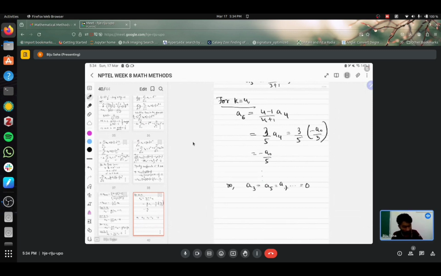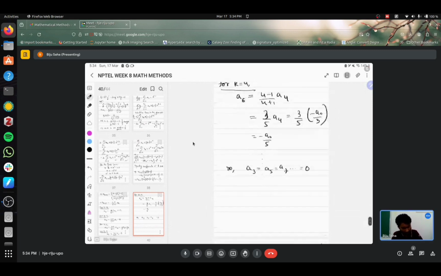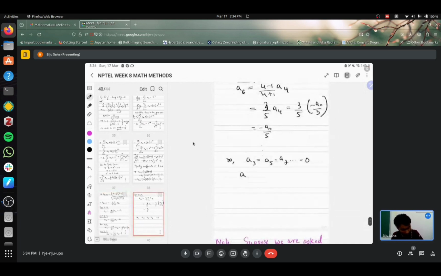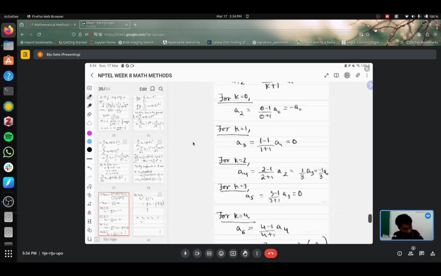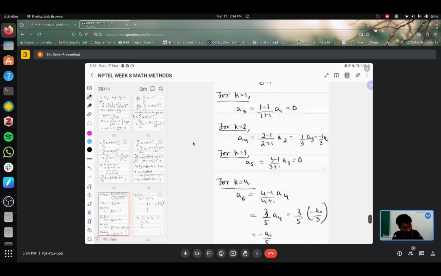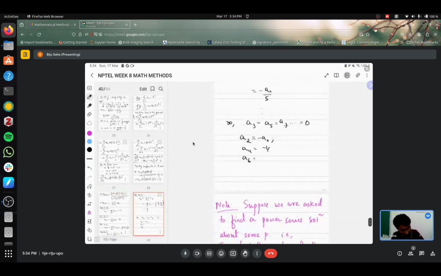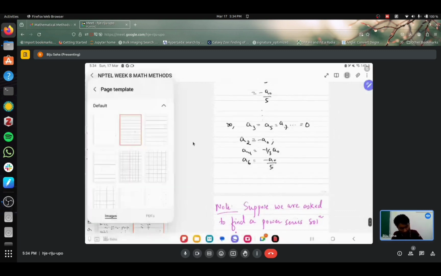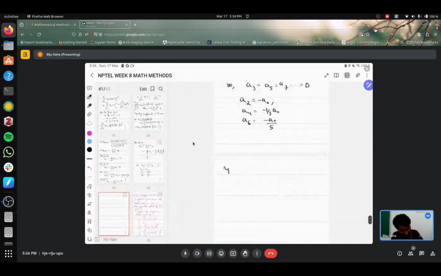all odd powers except a1, are equal to 0, and the value of a2 is obtained to be minus a0. Also we obtain the value of a4 and a6. So a4 is equal to minus 1 by 3 of a0, and a6 is equal to minus a0 by 5. So using all these values, we can write our solution. So our solution was given by this.